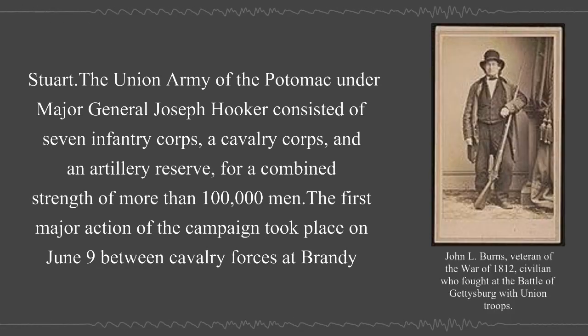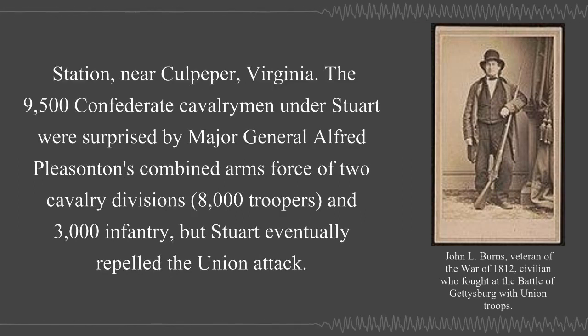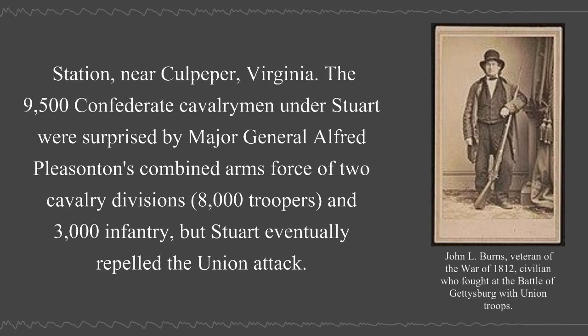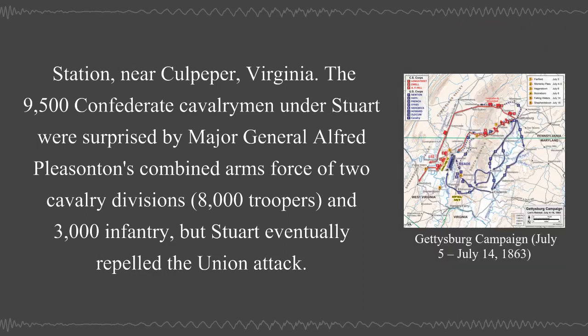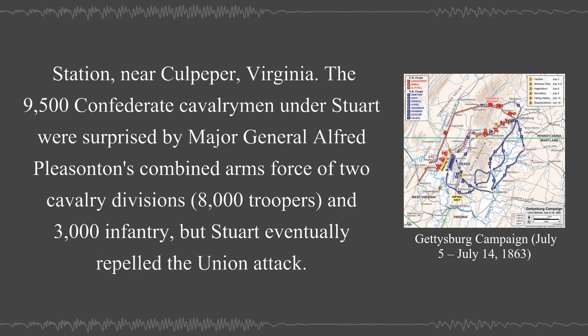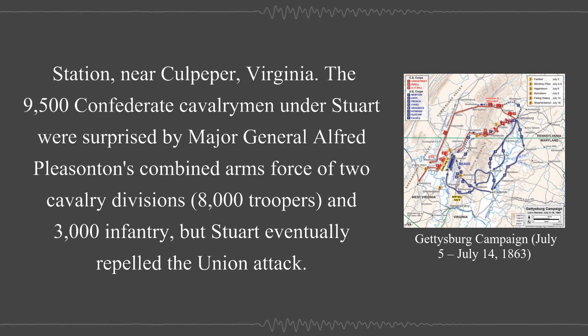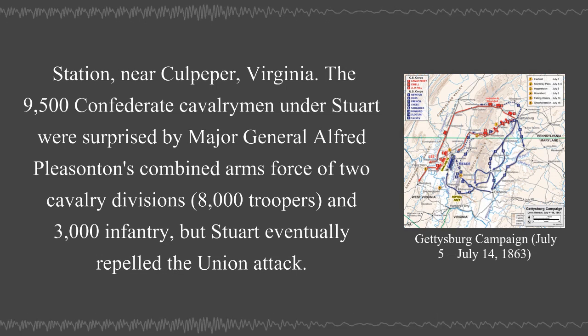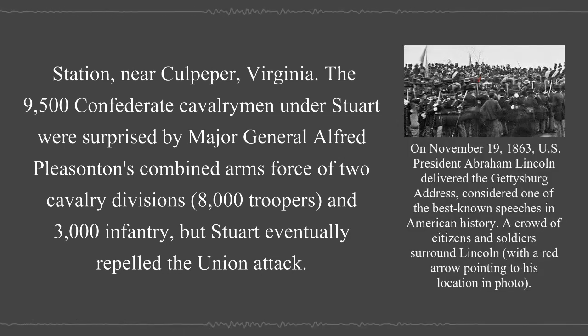The first major action of the campaign took place on June 9 between cavalry forces at Brandy Station, near Culpeper, Virginia. The 9,500 Confederate cavalrymen under Stuart were surprised by Major General Alfred Pleasonton's combined arms force of 2 cavalry divisions, 8,000 troopers, and 3,000 infantry, but Stuart eventually repelled the Union attack.